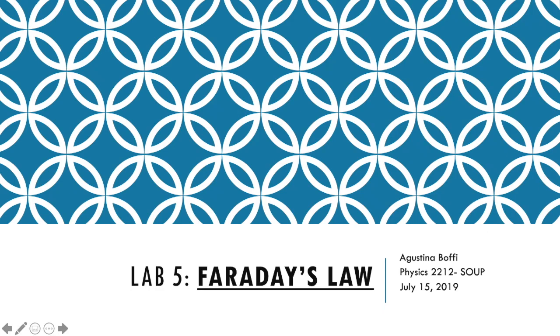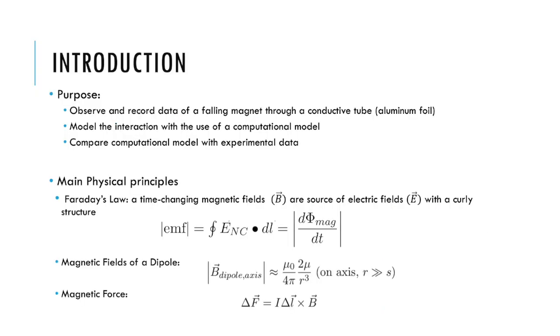Lab 5, Faraday's Law. The main purpose was to observe and record data of a falling magnet through a conductive tube, which we made using aluminum foil, and then we modeled the interaction with a computational model and compared the computational model with experimental data.